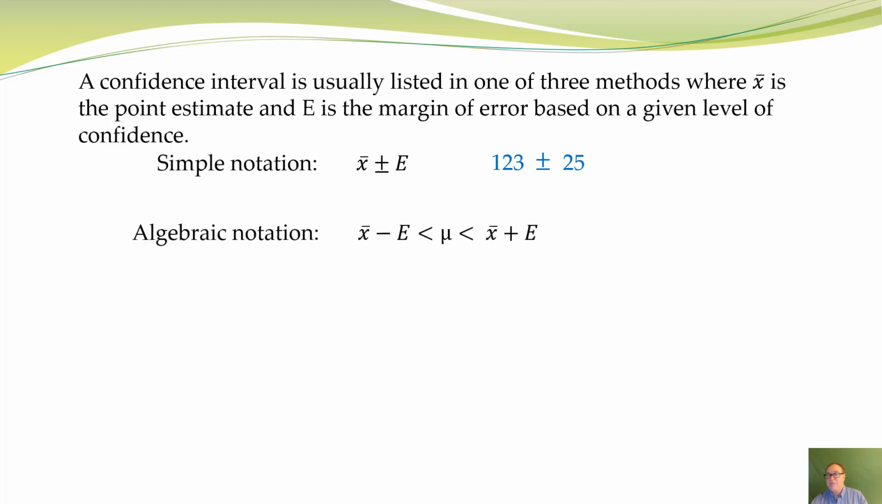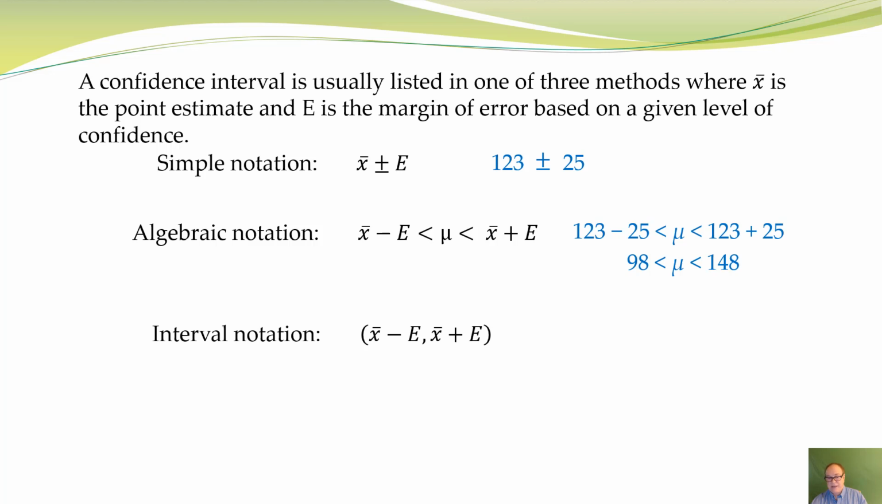Algebraic notation, mu is the mean of a population, so mu is going to be greater than x bar minus e, less than x bar plus e. So this would be 123 minus 25, 123 plus 25, or mu is greater than 98, less than 148.